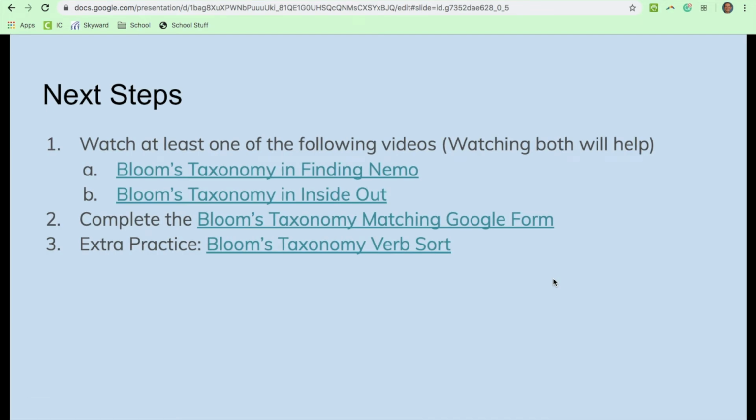The first thing you have to do is watch at least one of the following videos. I have to tell you, watching both will greatly help. They take 2 Disney movies, Finding Nemo and Inside Out, and they go over different ways Bloom's taxonomy is present. And this will do a good job of helping you understand Bloom's by relating it to something that you're used to. The second step is complete the Bloom's taxonomy matching Google form.